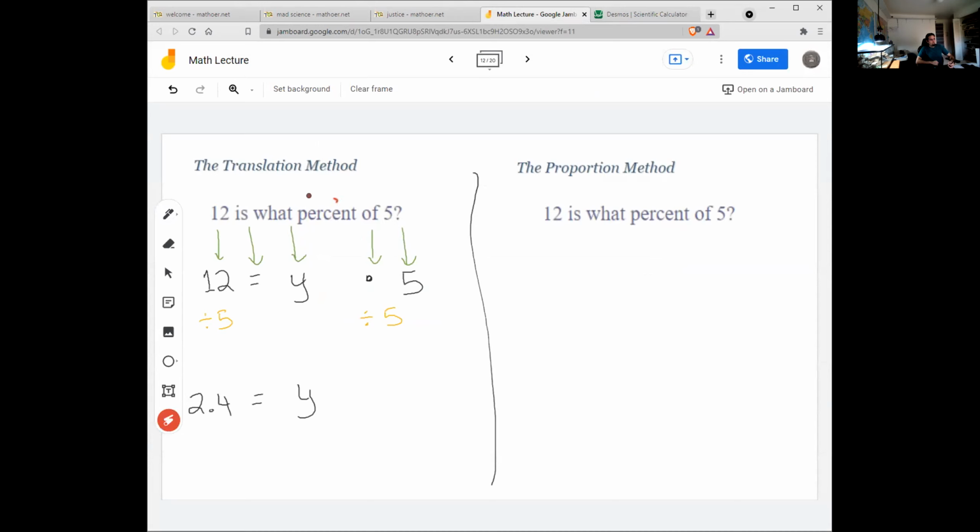Now I had ignored that word percent. It's instructions at this point. They want a percent answer. I have a decimal answer. So I need to go into percent format. So write into percent, and I get 240%.